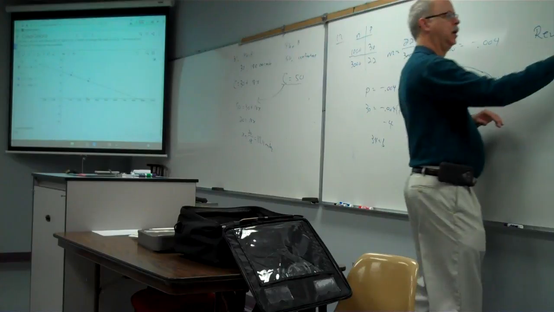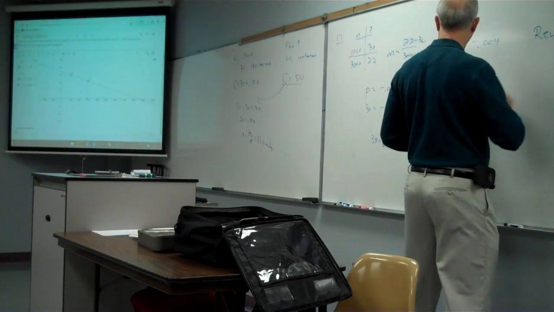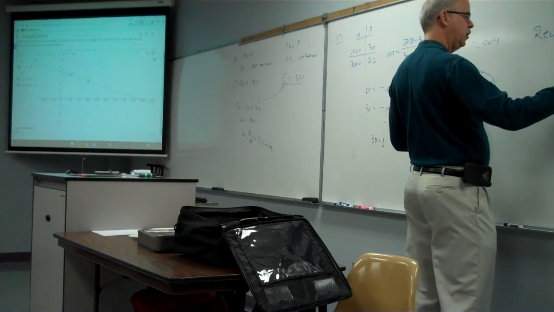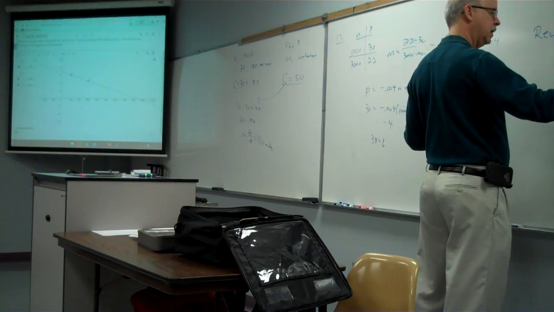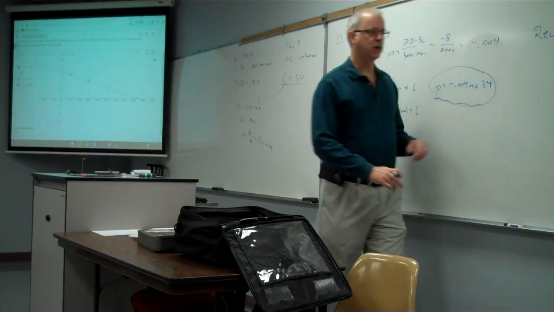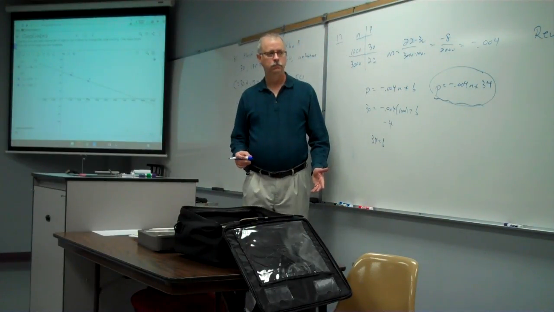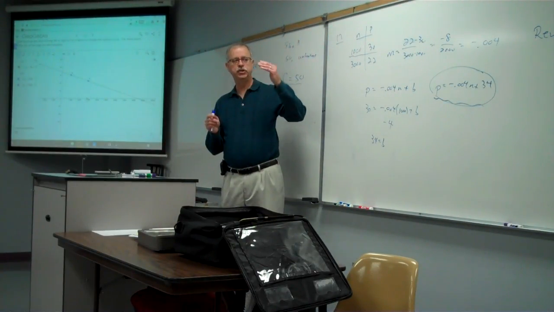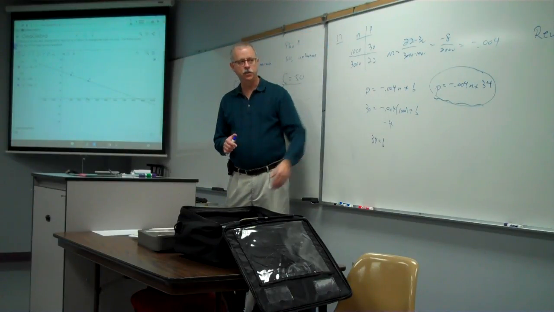So our revenue here would be the price times the number, and since we've got this formula for the price, we end up in this case with a formula for the revenue. If we sell so many shirts, we could figure out the revenue.